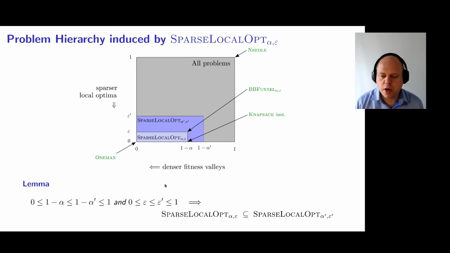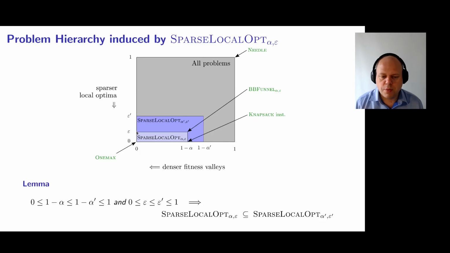By looking at sparse local opt for different values of alpha and epsilon, we get a kind of problem hierarchy. I'm trying to draw this now in 2 dimensions. On the x-axis I draw 1 minus alpha, and on the y-axis I have epsilon. The closer I get to 0 on the x-axis, the stronger the requirement on the density of the fitness values. And the lower I get on epsilon, the sparser the local optima have to be.